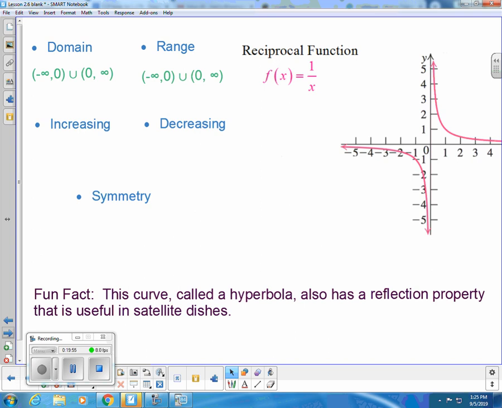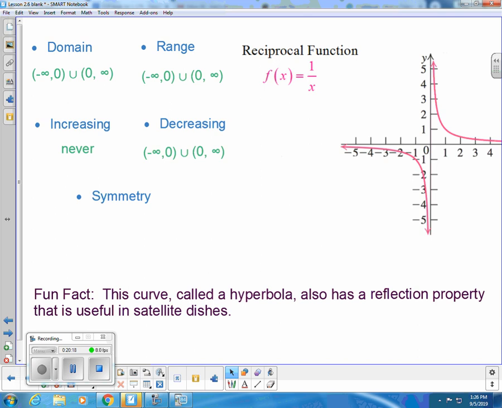What about increasing and decreasing? Trace your pencil over that graph. What's going on the left here? Am I increasing or decreasing? Decreasing. On the right, am I increasing or decreasing? Decreasing. I'm always decreasing. There's no increasing section of that. Always decreasing.